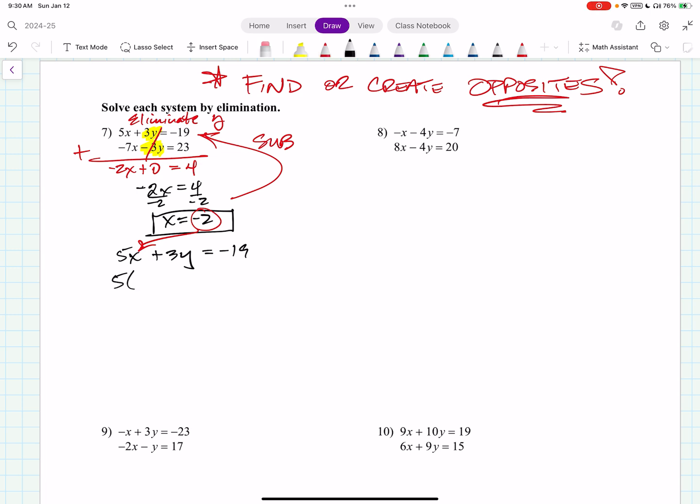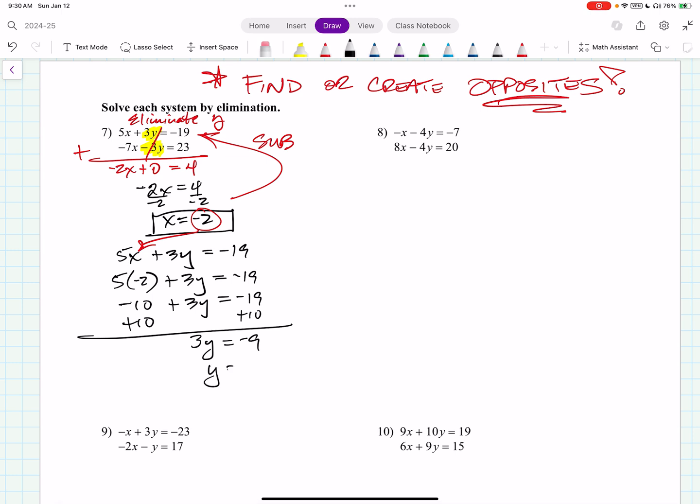So 5 times x, which is negative 2, plus 3y is equal to negative 19. All right, that gives us negative 10 plus 3y equals negative 19. Add the opposite. You get 3y is equal to negative 9. 3 times negative 3 is negative 9, so y is negative 3. And there we go. I have my y value. So my solution on this one here, again, it's always x comma y. And so in this case, it's negative 2 comma negative 3. X is negative 2, and y is negative 3. That's the point they have in common.